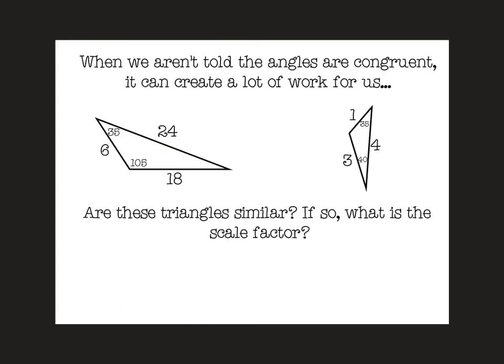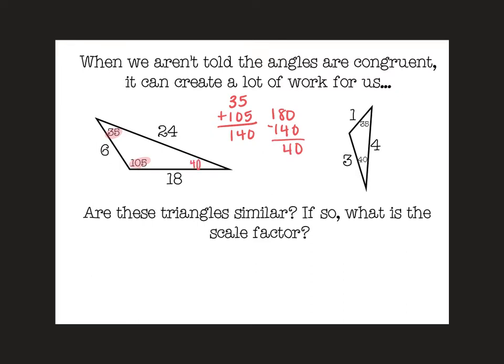When we aren't told that the angles are congruent, it creates a lot more work for you. If you want to prove that these triangles are similar, you have to do so much work. You have to first prove that all the angles match up. So right here, if I only have 2 of them, I have to find the third one. I have to add those 2 together, I get 140, I have to subtract that from 180, and then I find this third angle.